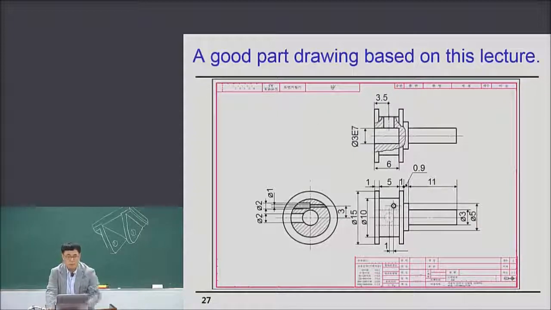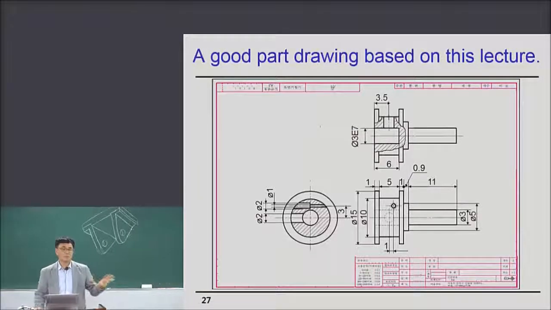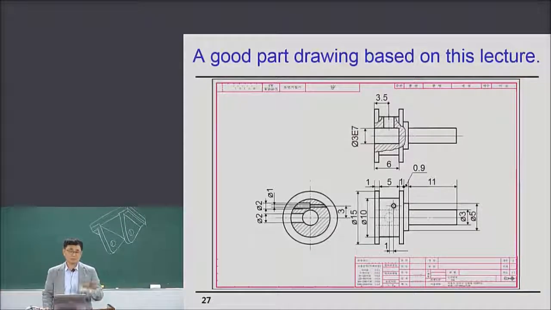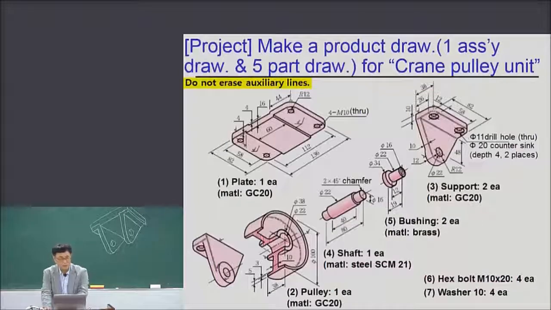All right. So what's important? All the principles I discussed in this lecture are very important. Please believe me that those principles are very important, since this is what I understood from my industry experience. All right. This is the final project. Please make a product drawing, which consists of 1 assembly drawing and 5 part drawings, for the crane pulley unit.